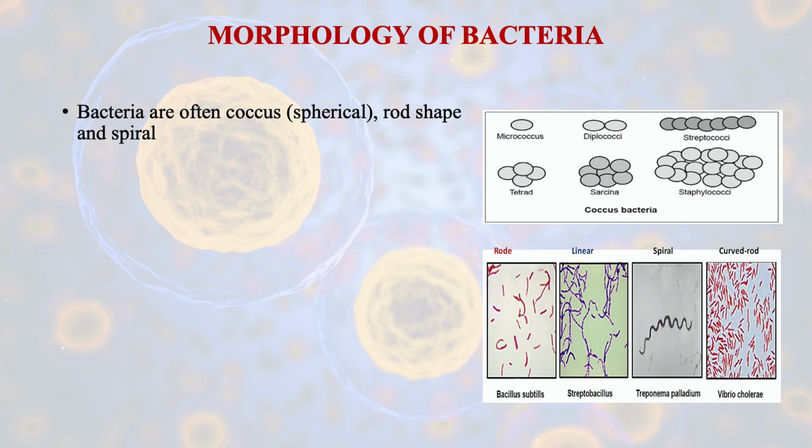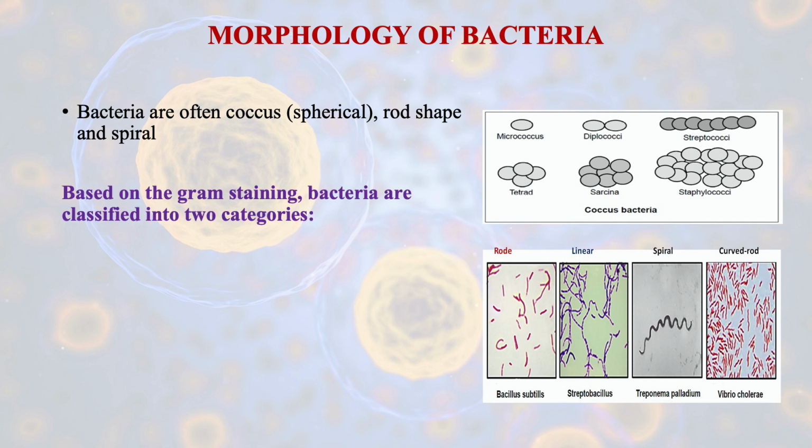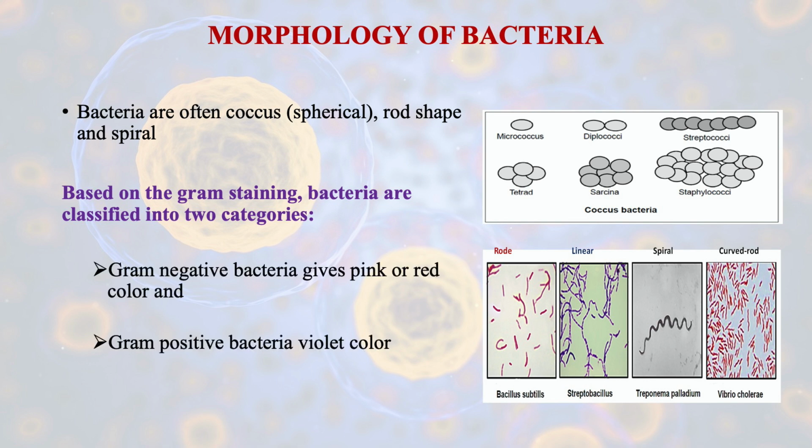So based on gram staining, bacteria are classified into two categories. Gram negative bacteria give a pink or red color, and gram positive bacteria give a violet color. So the gram staining method defines the two categories of bacteria: one is gram negative and the second is gram positive bacteria.